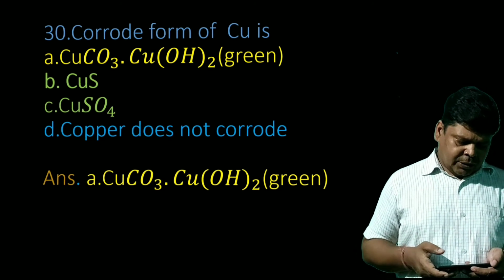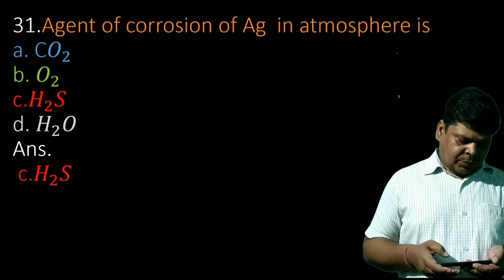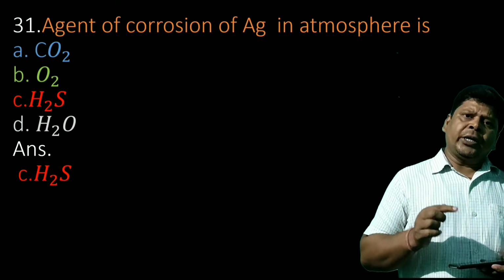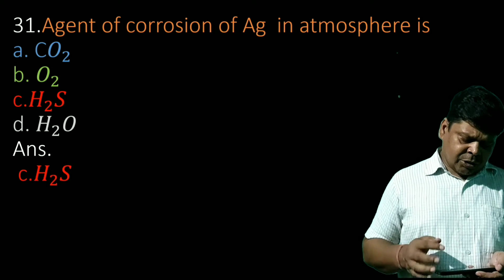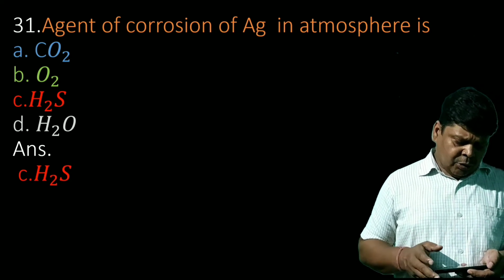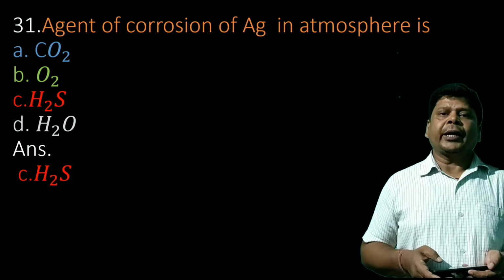Now this is the agent of corrosion of silver in the atmosphere. Silver is corroded when it comes in contact with H2S, hydrogen sulfide. It does not corrode with carbon dioxide, oxygen or water. So the agent of corrosion for silver is H2S and option C is the correct answer of this question.